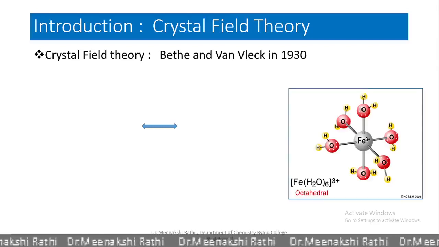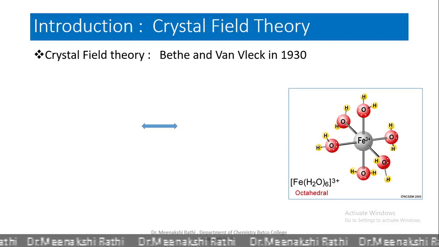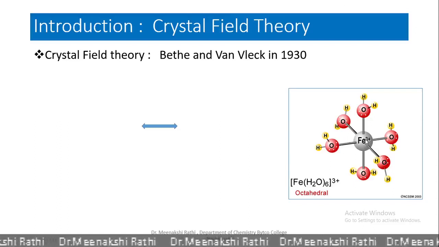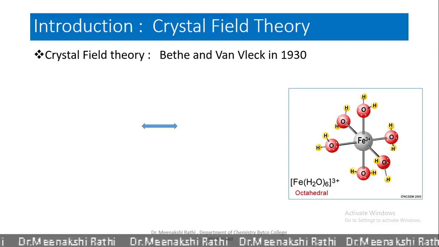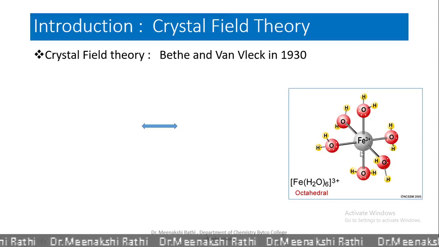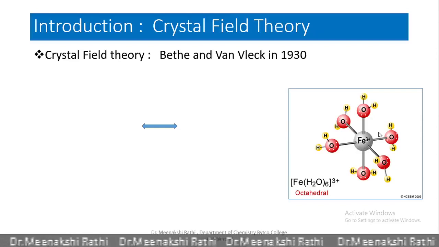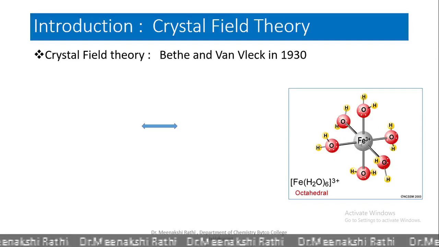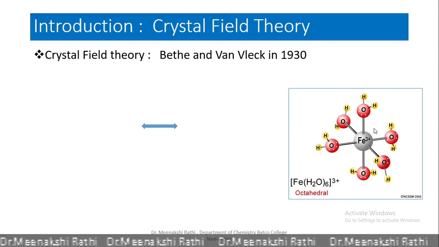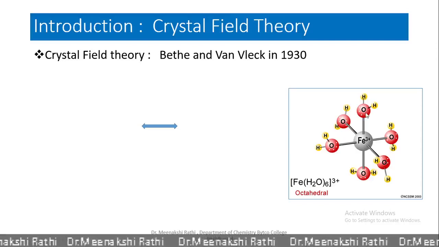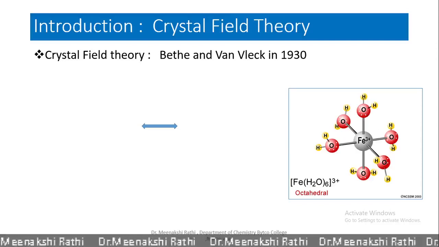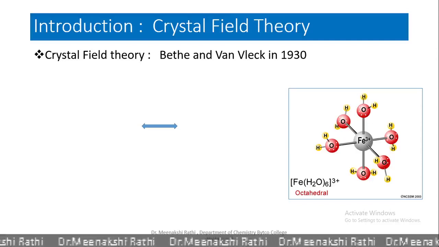On the basis of this theory, a complex is regarded as a group or aggregation of a central metal ion surrounded by other ions or molecules, and these other ions or molecules have electric dipoles, meaning positive and negative charge.